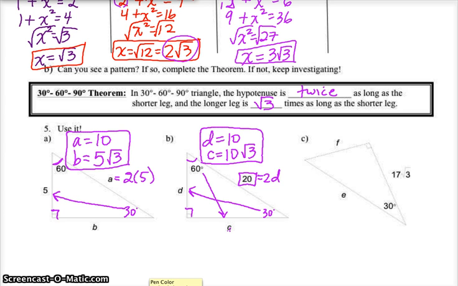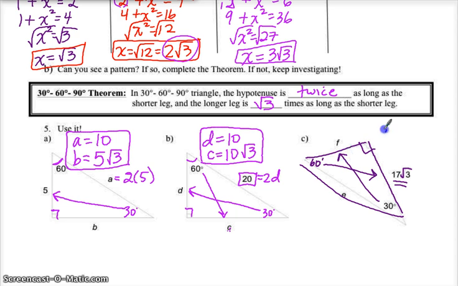And then our final one, our 90 degree angle is up here. We have 17 root 3 is our longest leg, right? Because this must be the 60 degree angle here. So therefore, if 17 root 3 is my longest leg, then what is the shorter leg going to be? Well, hopefully you realize that then F is just going to be 17, and E is going to be twice the shorter leg, which is 34.